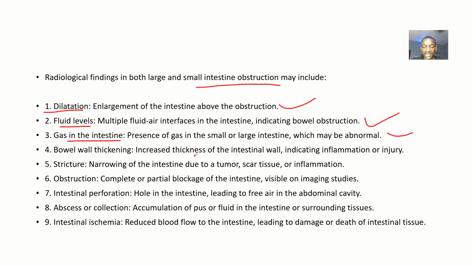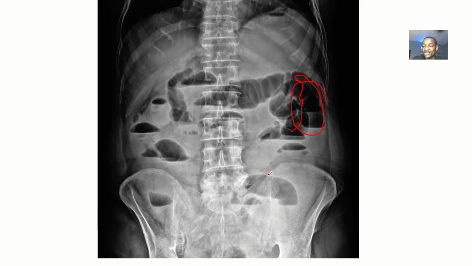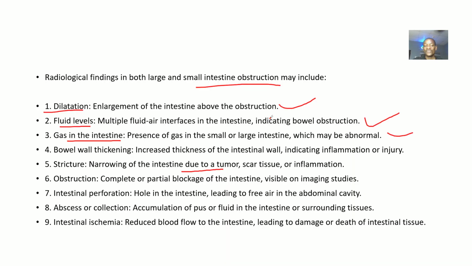Then bowel wall thickening. Increased thickening of the intestinal wall indicates what? Inflammation or injury. Stricture. Narrowing of the intestine, and this is due to what? It could be tumor, it could be scar tissue, or it could be inflammation. Then obstruction. There will be complete or partial blockage of the intestine, which is visible on imaging studies. You will clearly see here that there's an obstruction, right? It's so visible.